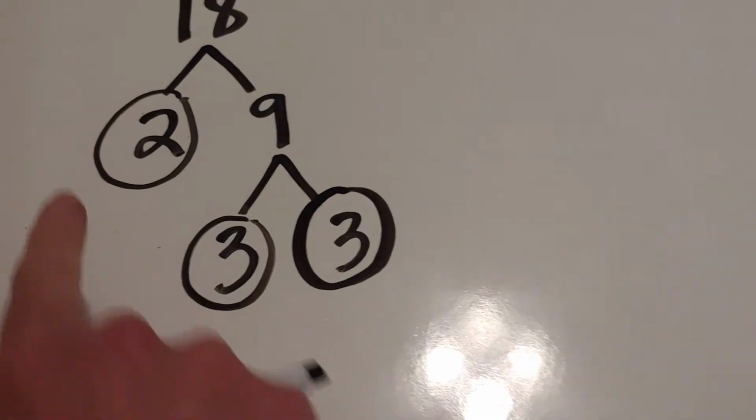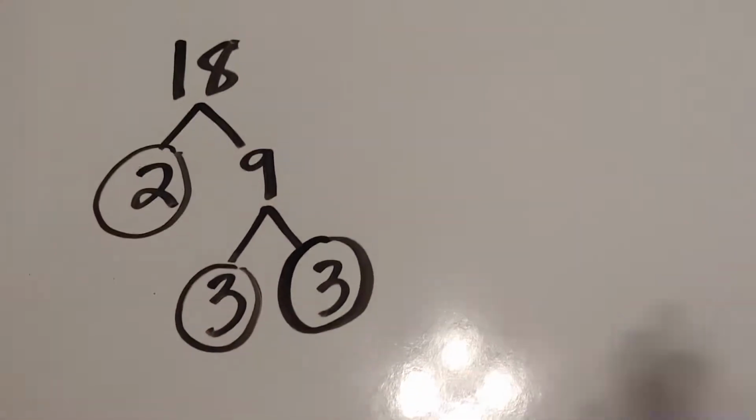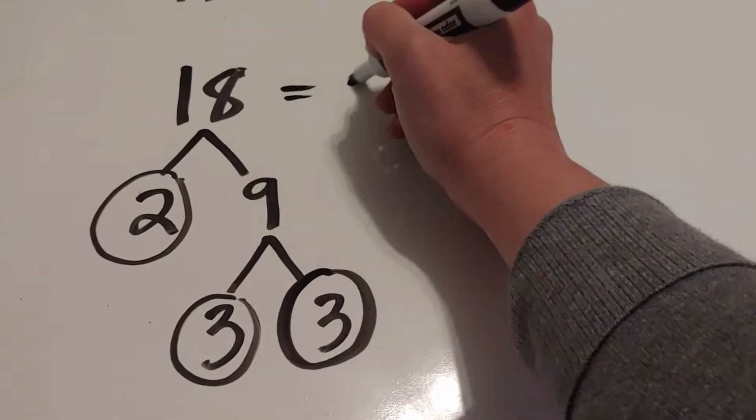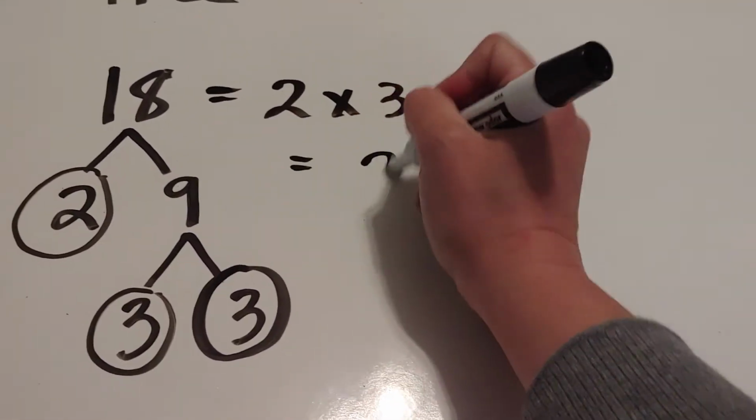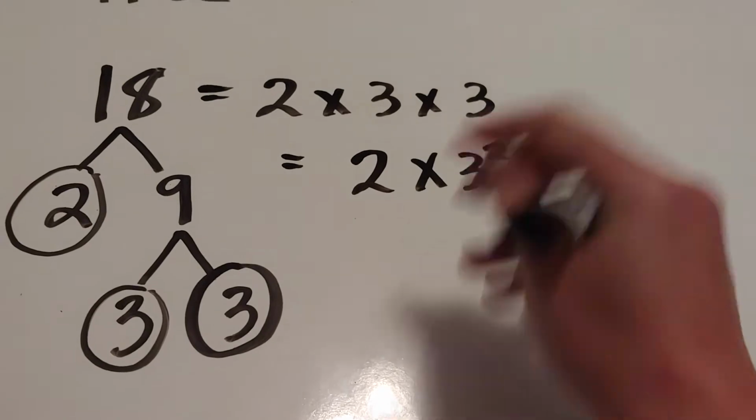Okay. And once all the ends are circled, you are done. So 18 is 2 times 3 times 3, or 2 times 3 squared.